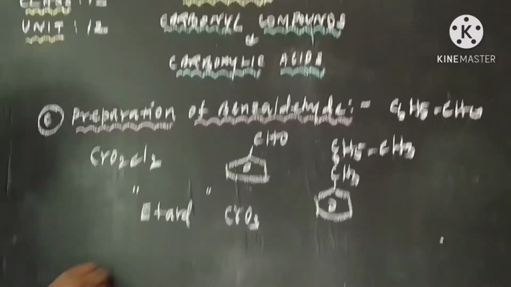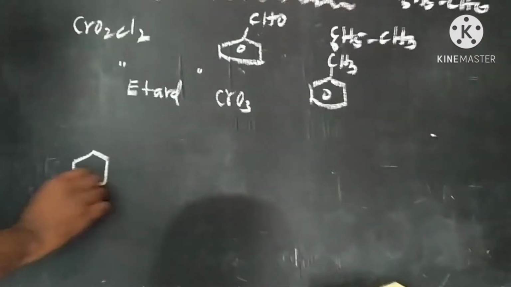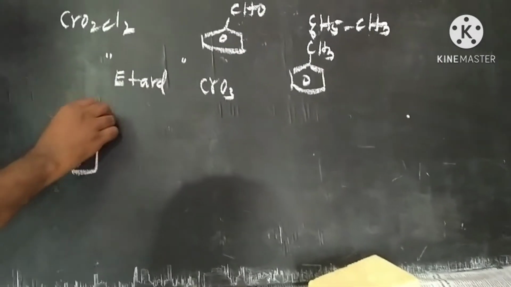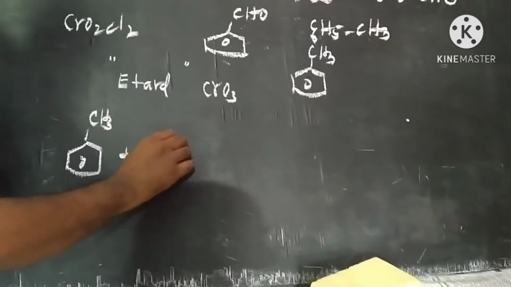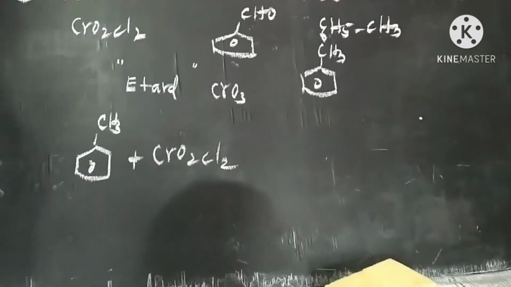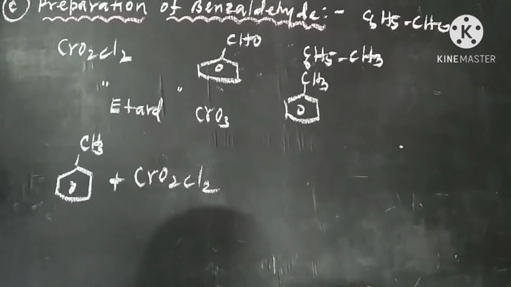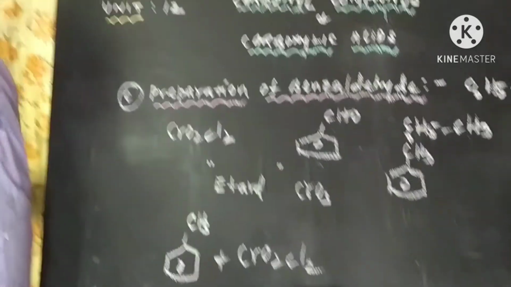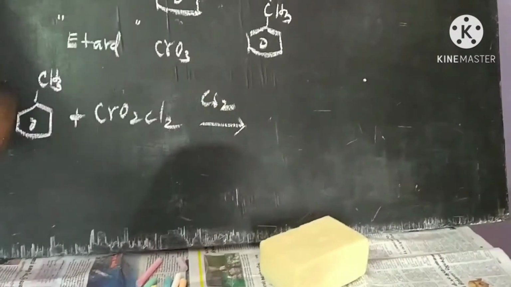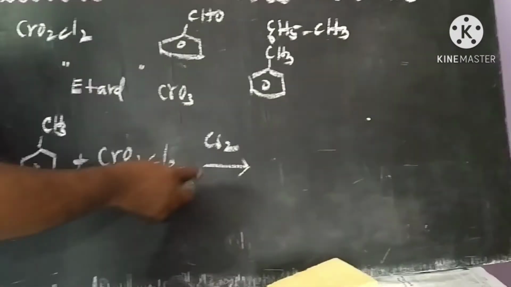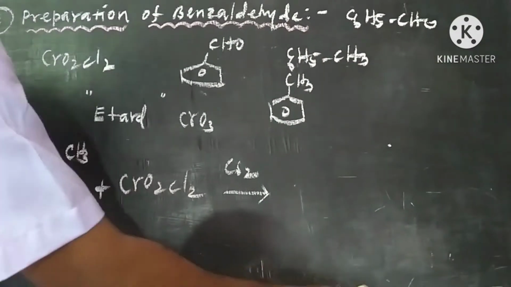The equation: that is toluene. Toluene plus CrO2Cl2, that is chromyl chloride, in the presence of CS2, carbon disulfide.